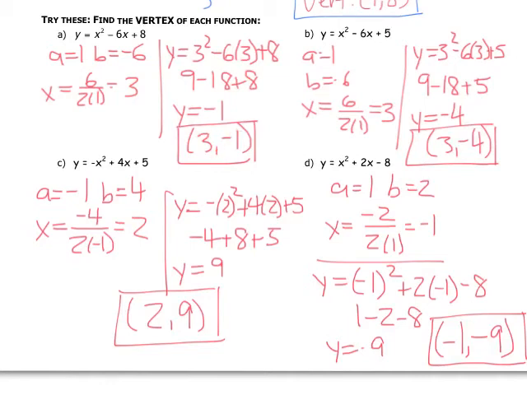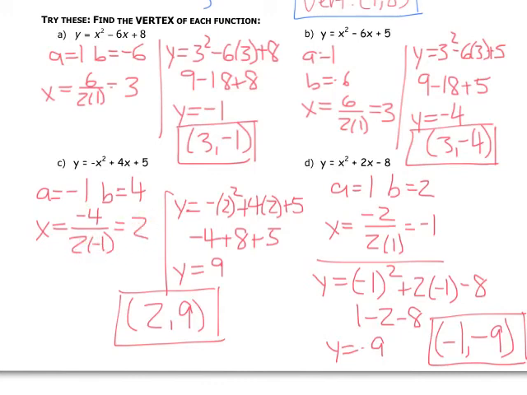B, similar style, A is 1, B is negative 6. So the negative 6 flips back to positive 6 divided by 2 is a 3. I plug in my 3, work out my math, and I get a y equals negative 4. So 3, negative 4 would be my vertex there. C gets a little tricky because A is negative 1. Okay? So my B is 4, so that's negative 4 on top, over 2 times negative 1, I get an x value of 2.